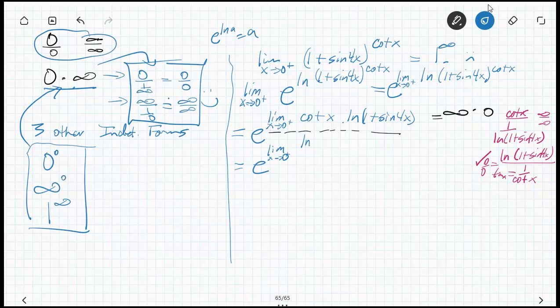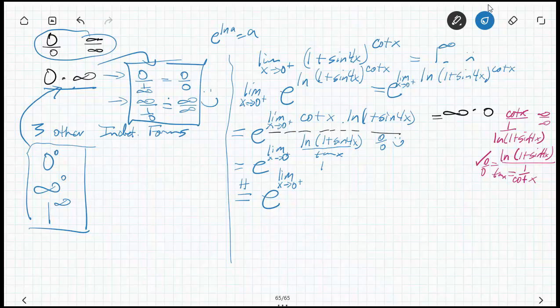This becomes the natural log of 1 plus sine of 4x over 1 over cotangent x, which we know is tangent x. Now, if I plug x equals 0, if I plug 0 in, what do I get? I get 0 over 0. Smiley face. So here's where notation becomes really important. By L'Hopital's, e is along for the ride. Limit as x approaches 0 from the positive side. Derivative of the top, slow down. We've got ourselves a chunk of chain rule to deal with, okay?